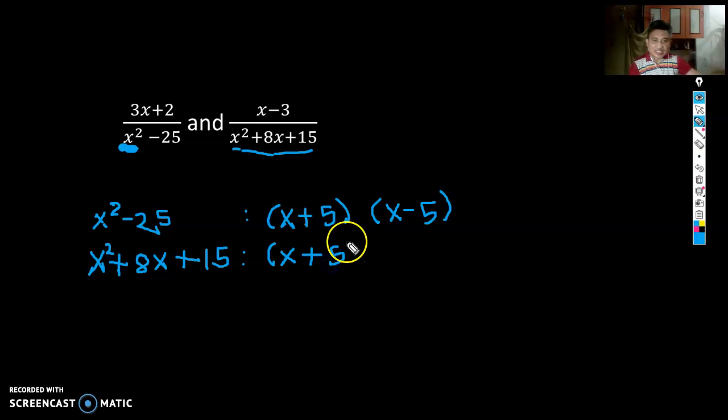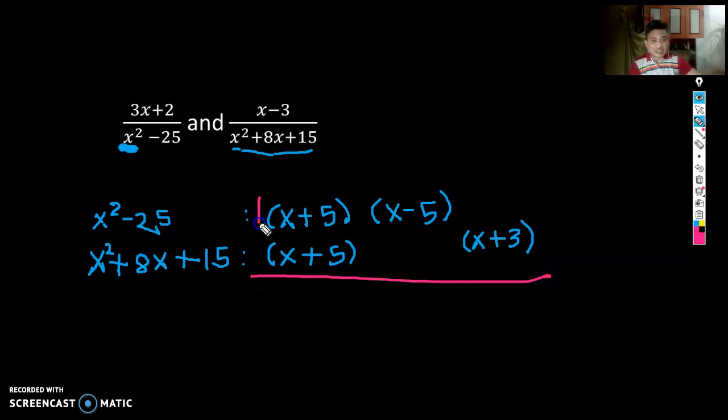Notice na inalign ko na. Then yung pangalawang factor niya is x plus 3. Okay, notice na ito inalign ko, pero ito hiniwalay ko kasi hindi naman siya kaparehas nitong x plus 5. So, kunin natin ang common. The first step is identify the common term. So, common sa kanya is x plus 5.